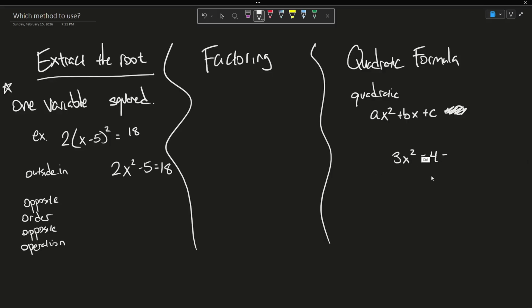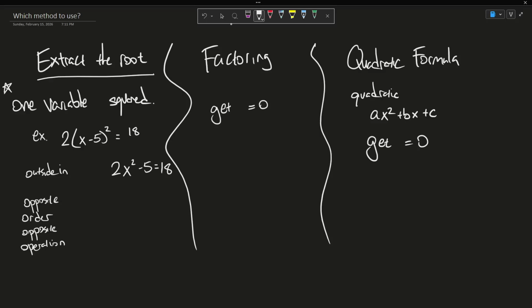Let's see. So we have a quadratic. What else we have is we need to have 3 terms, because if it's less, we probably do other methods that are more efficient. But for both of these, if you don't have extract the root, the first thing I want you to do is to get one side to be 0. Get equals 0.